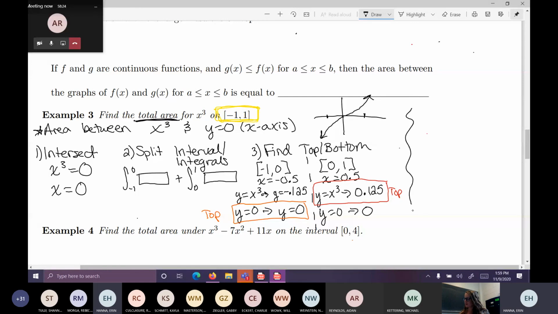I'm running out of time, so I'm going to write down the answer and we'll talk about it a little bit more on Wednesday. But essentially at this point, what you have now is you have your two integrals. And so we have in the first interval, 0 was the top function. So we have our top function minus our bottom function. And we always need dx. And then in the second piece, the top function was x cubed, so top minus bottom. And I know when it's 0, you don't really have to write -0, but I'm trying to be very specific here.